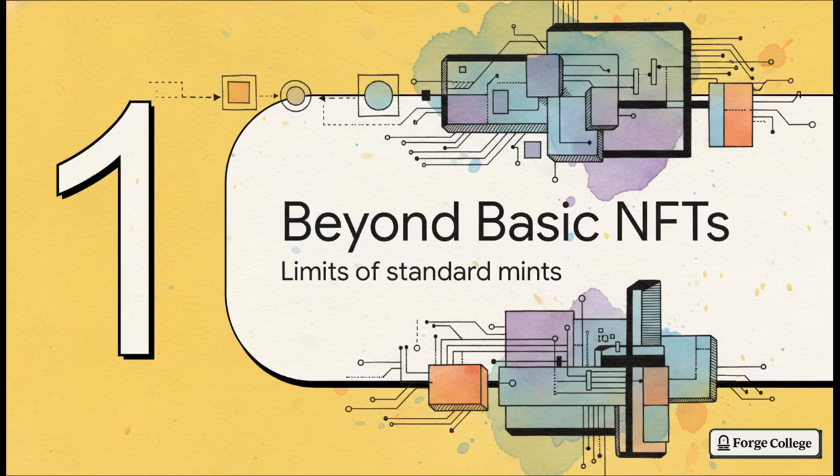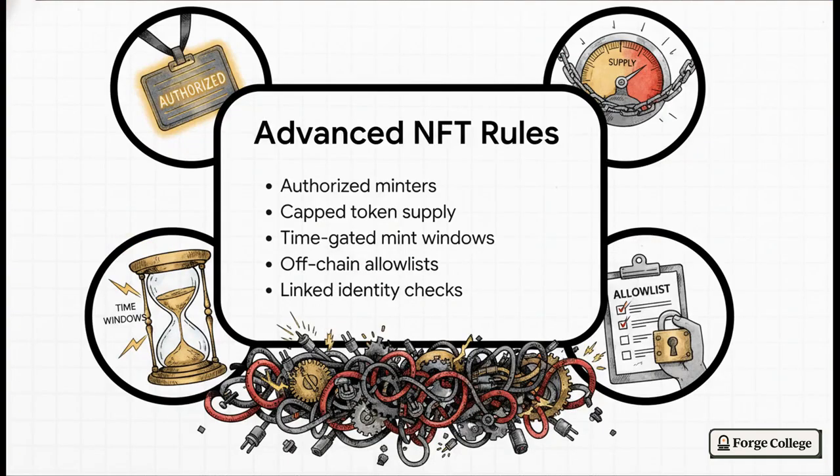The limits of standard minting. At the simplest level, minting just creates ownership and spits out a transfer event. But honestly, that's rarely enough for modern applications. Real-world systems require some pretty advanced rules. You might need authorized minters, an absolutely strict capped token supply, specific time-gated mint windows, or even complex off-chain allow lists and linked on-chain identity checks. Every single one of these mechanics directly changes the token lifecycle. You can't just slap these into a basic mint function without creating a chaotic, unreadable mess of code. It's a total nightmare to maintain.